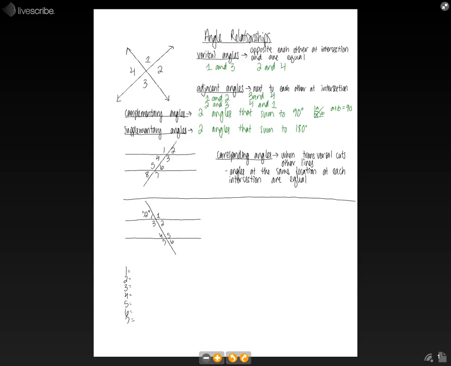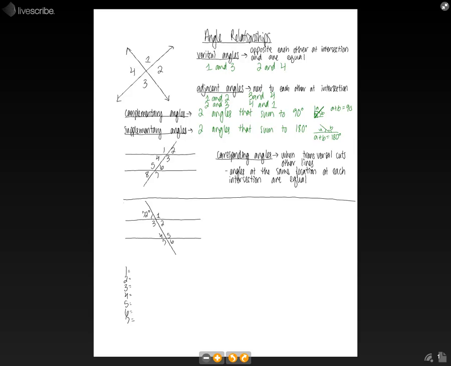And then 180 degrees we know is just on a straight line. So if we have a straight line, we have a line coming off, we have angle A here and angle B here, we're going to have A plus B is equal to 180 degrees, and that's a supplementary angle.